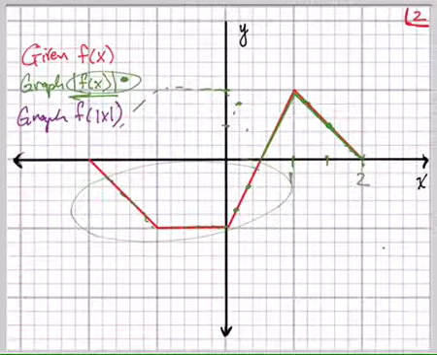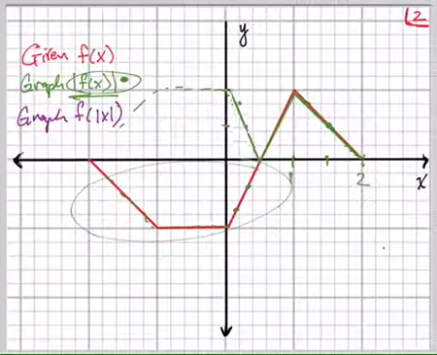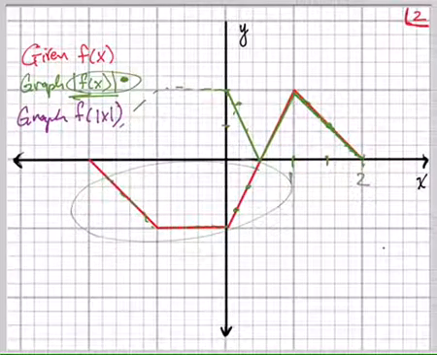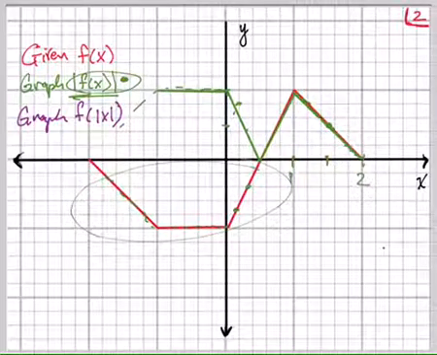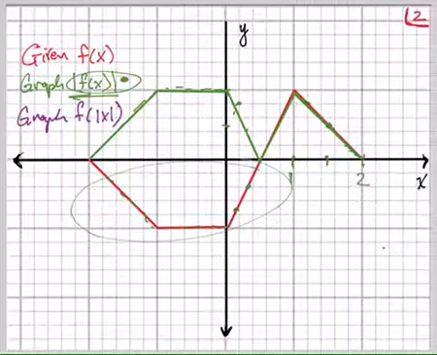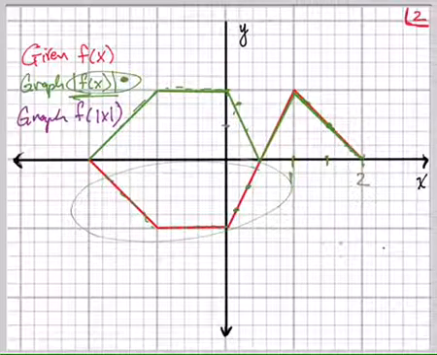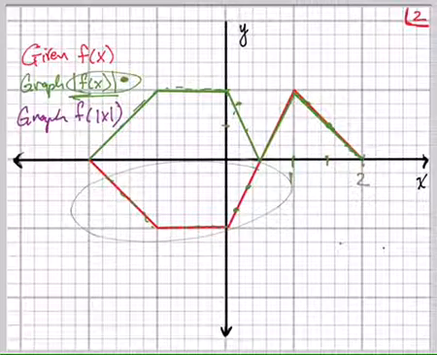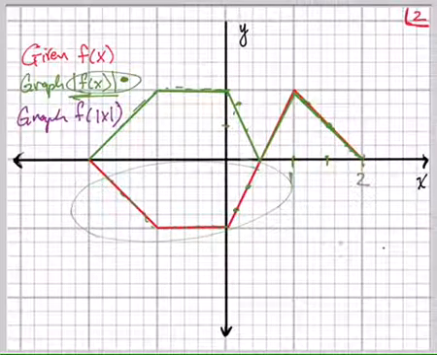So my graph is going to be just a reflection like that. It's going to be a reflection of all of the negative values over the x-axis. So that's my answer, that green graph, which is all positive. So now let's do the other one, which says graph f of the absolute value of x.